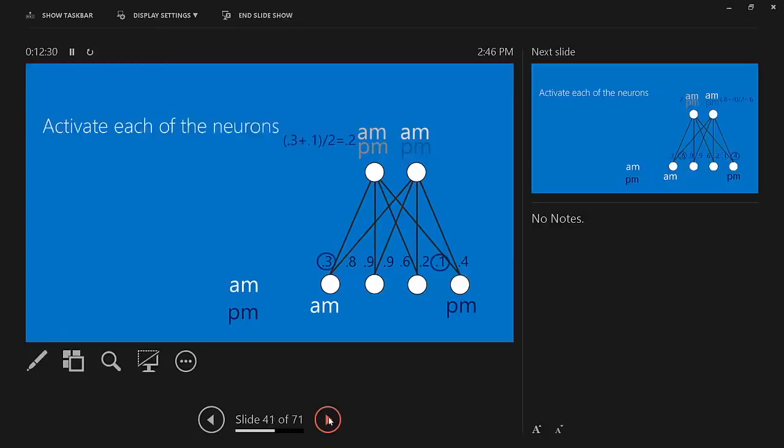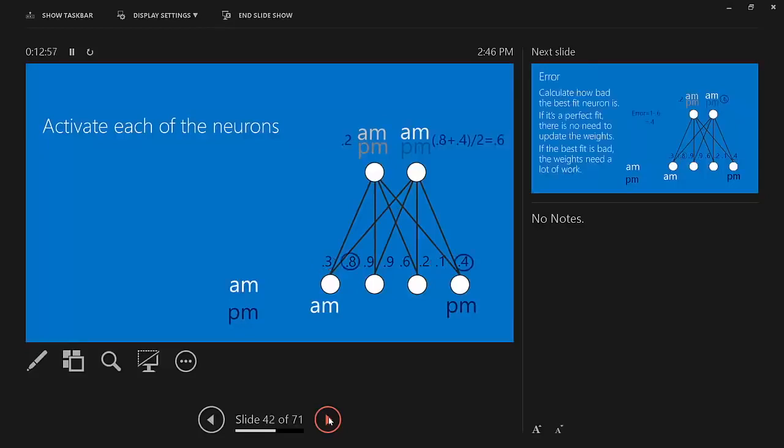So the next step is, for each of the output neurons, we calculate the activity. An appropriately simple way to do this is just take the average of the inputs. So here, this weight is 0.3 and this weight is 0.1. So the average of those is 0.2. These neurons don't contribute anything because those inputs aren't active.